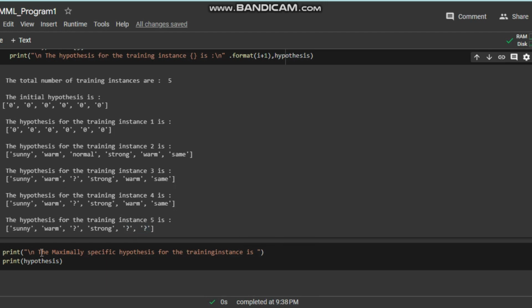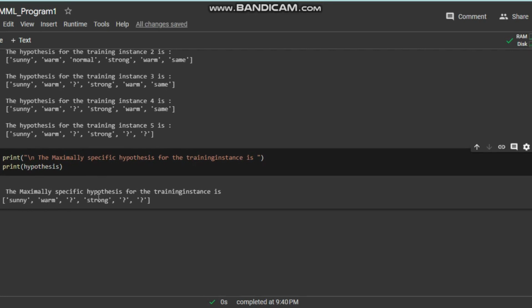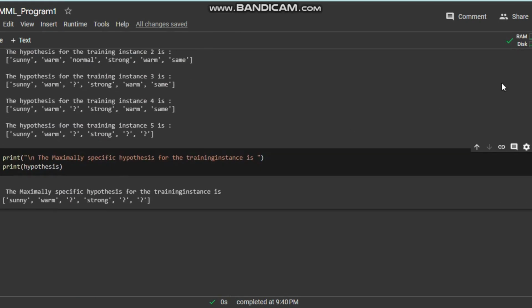Now, if we look at which hypothesis attributes are responsible for deciding whether he is enjoying his sport or not, we find sunny, warm, and strong. These are the three specific hypotheses for the training instances. So as you can see, I have implemented this small Find-S algorithm. Thank you.